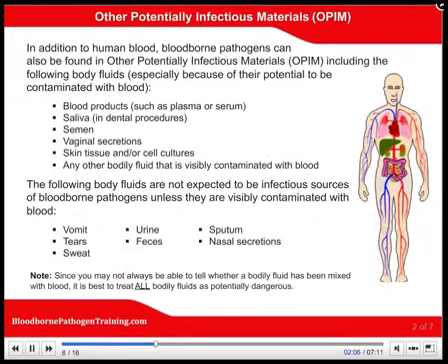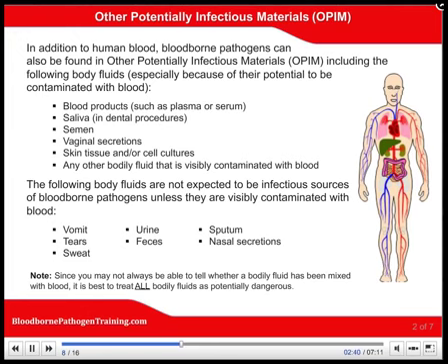Other potentially infectious materials. In addition to human blood, blood-borne pathogens can also be found in other potentially infectious materials, including the following body fluids, especially because of their potential to be contaminated with blood: blood products, such as plasma or serum, saliva in dental procedures, semen, vaginal secretions, skin tissue and or cell cultures, any other bodily fluid that is visibly contaminated with blood.